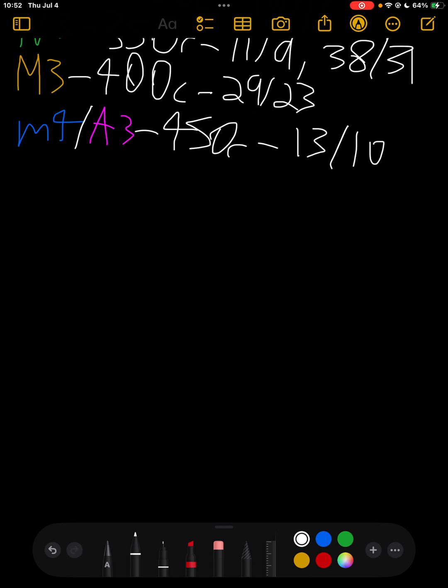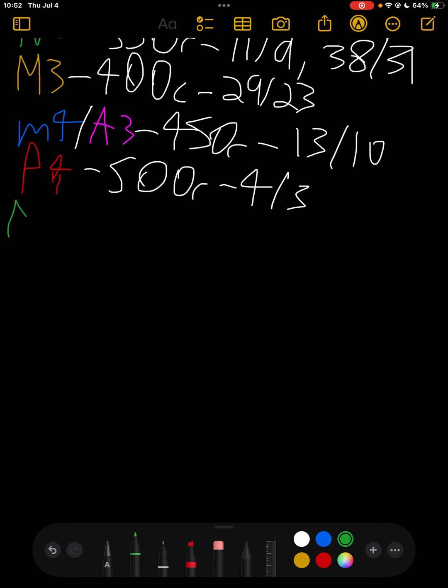Next up is the perfect fourth, which stays the same, 500 cents. And it has a 4-to-3 ratio. Next up is what I'm going to call the major fourth. Which is 550 cents. A stunningly good ratio for this one is 11-to-8.